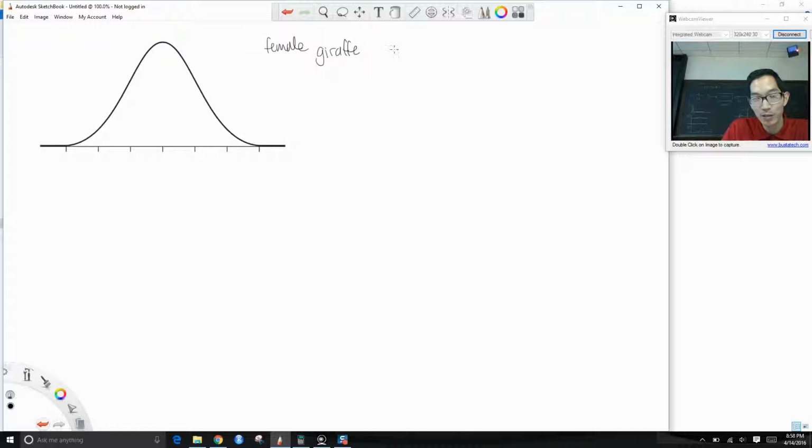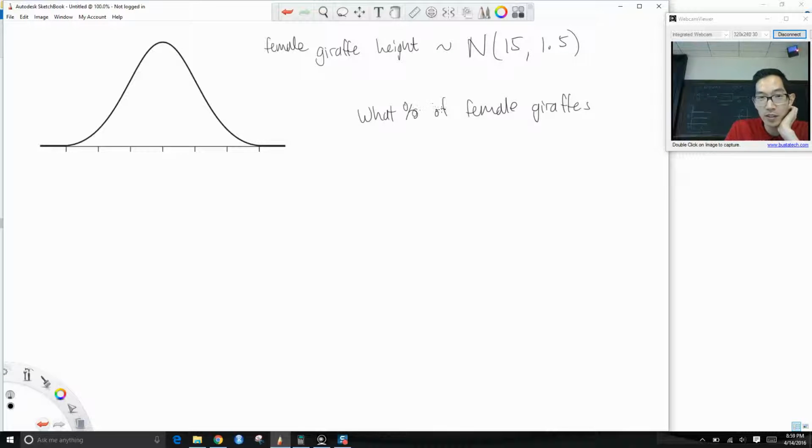All right. So for a female giraffe, we'll say height follows a normal distribution with a mean of 15 and a standard deviation of 1.5. And I could ask, what percent of female giraffes are between, we'll say, 14 feet and 17 feet tall.